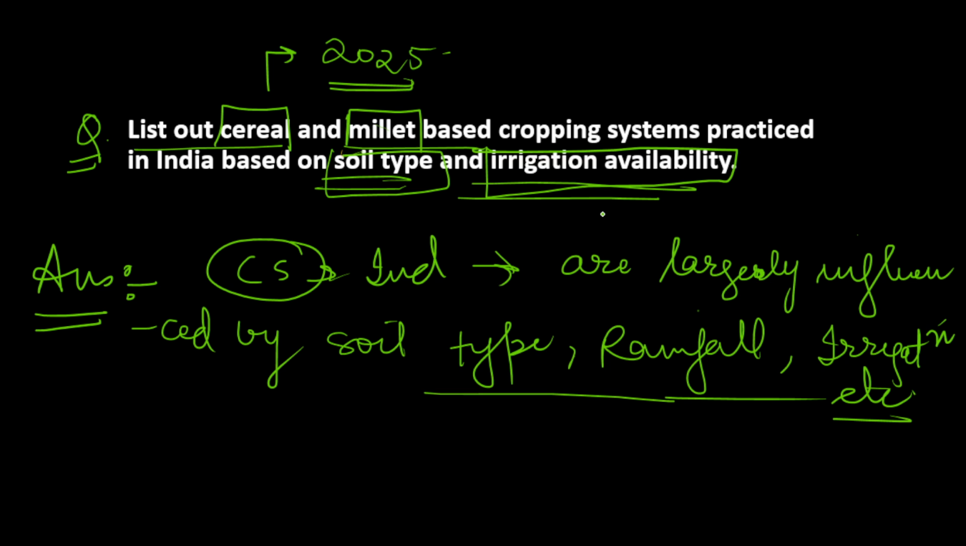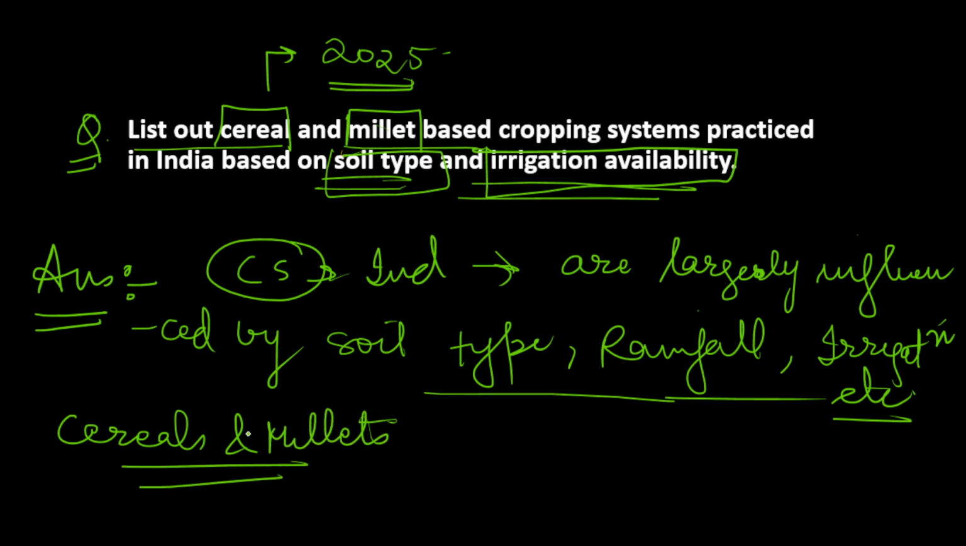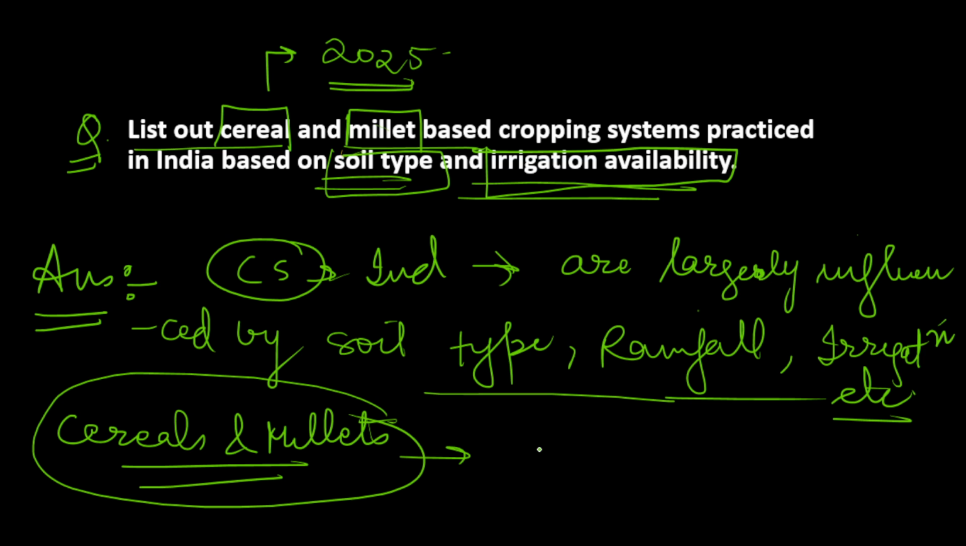Okay, and you can also mention here that cereals and millets are the staple crops. Okay, these are the staple crops which are integrated with other crops such as oilseeds, pulses, or you can say cash crops, and these two are the staple crops. So that is why it has been asked. So I think if you mention all these points in the introduction, that would be good enough.